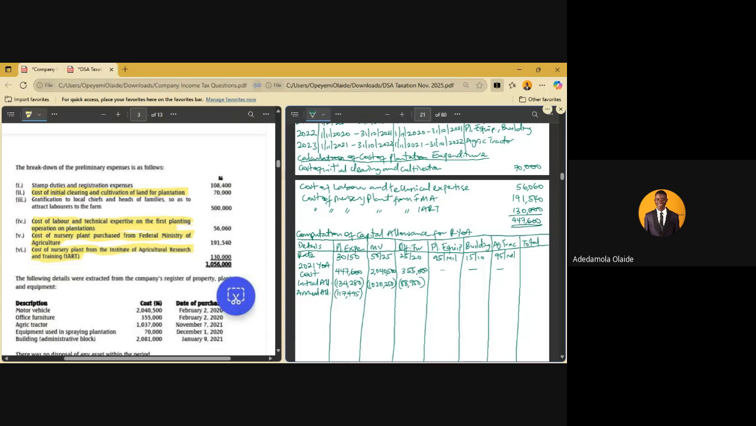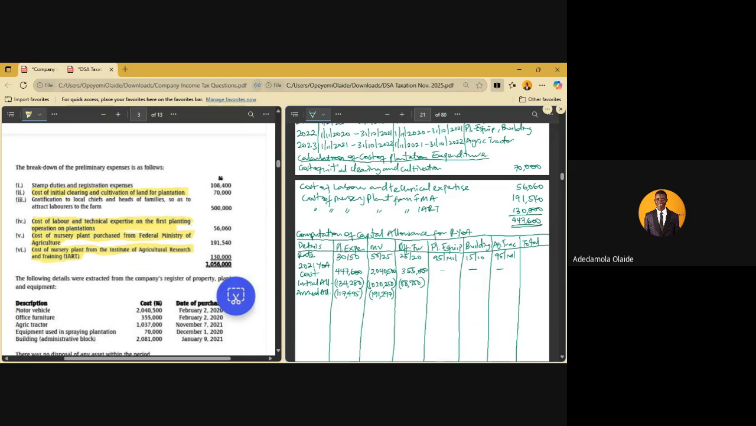So you do 2,040,500 minus 1,020,250 divided by 4 years. Then because the number of months in the basis period for that first year is not up to 12 months, you will multiply by 9 divided by 12. That is 191,297.